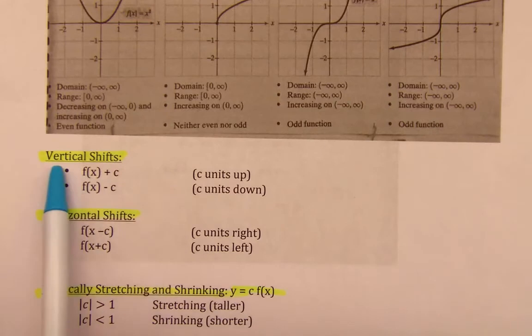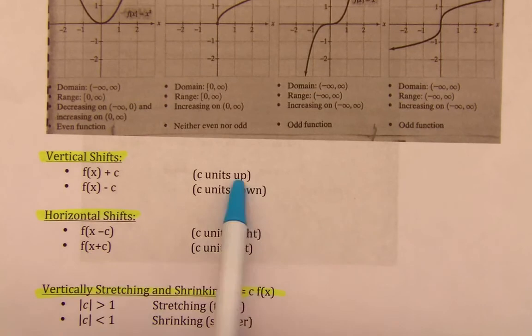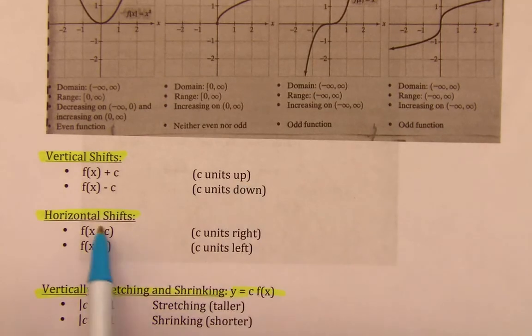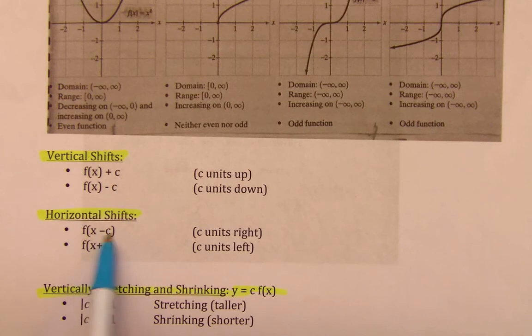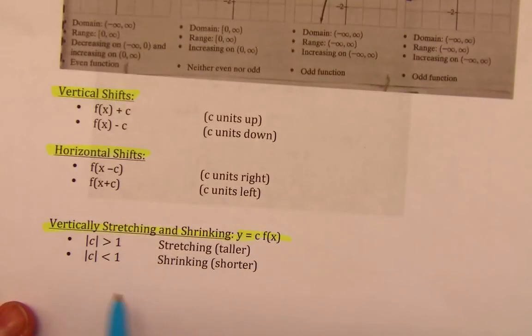Now remember, if you have a vertical shift and you add some value or subtract some value on the end, that's going to shift your graph up or down. Horizontal shifts are inside the function, generally inside parentheses, and it's the opposite of what you'd think. If it's a minus sign, you're actually moving to the right. If it's a plus sign, you're actually moving to the left. Now, vertically stretching and shrinking your graph, that's some coefficient out front here. And if the absolute value of that coefficient is larger than 1, you're stretching it or making it taller. If your absolute value is less than 1, then you're shrinking it or making it shorter.